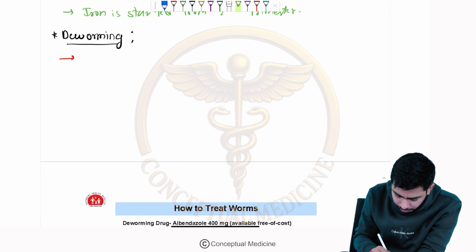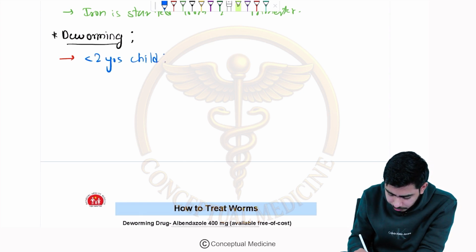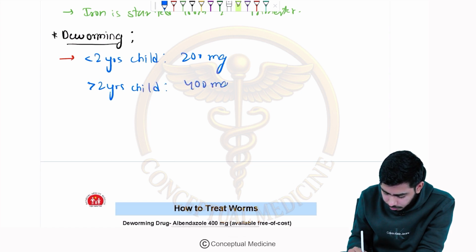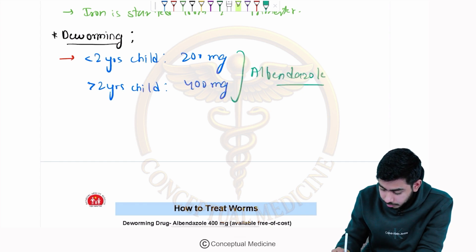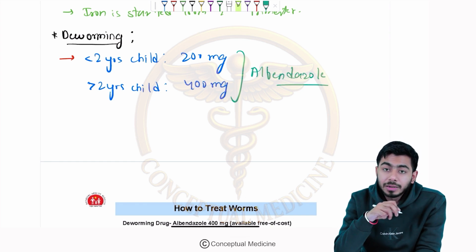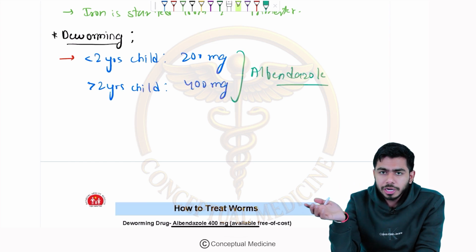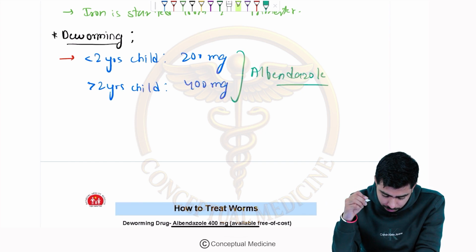For example, if it is a child less than 2 years, we give 200 mg of albendazole, and if it is a child more than 2 years, then 400 mg. We are giving both of them albendazole. Very, very important. Albendazole is what kind of drug? This is the anti-helminthic drug, okay? Very, very important. Fine, guys.